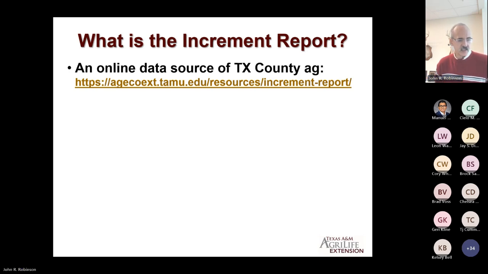USDA, National Ag Statistics Service, is the agency that's historically been charged with keeping track of the value of agriculture, but they've been cutting back, and they keep cutting back because of budget cuts and lack of manpower, whatever. They don't keep track of county data anymore. They don't keep track of certain other kinds of data anymore. They don't keep track of minor crops anymore. And so we're really the only source of that. So the increment report is becoming increasingly in demand.